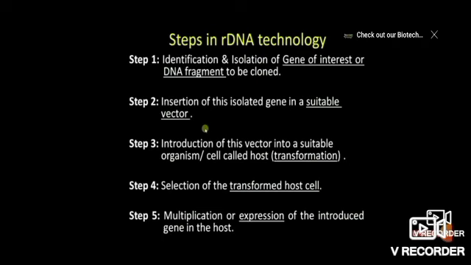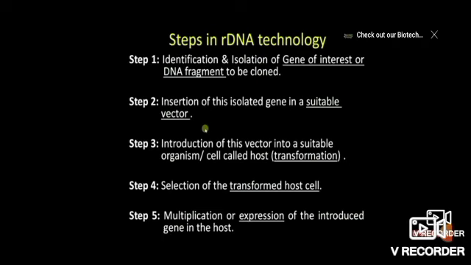Step 3 is introduction of this vector into a suitable organism. Mostly it is a bacterial cell. So introduction of this vector into a suitable organism or cell called host cell. Into the host cell we are introducing the recombinant vector. This step is called transformation.